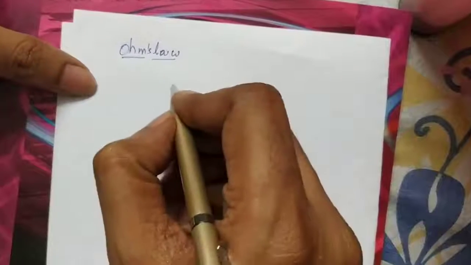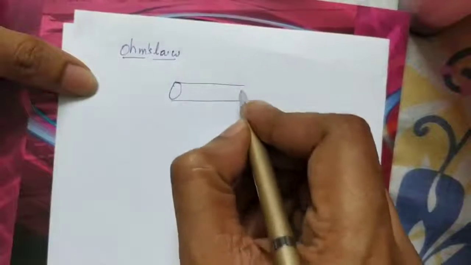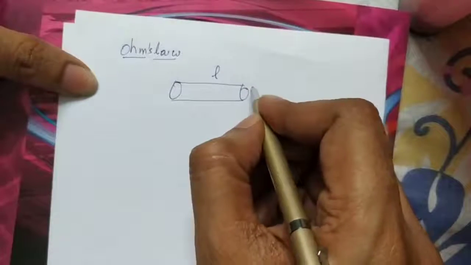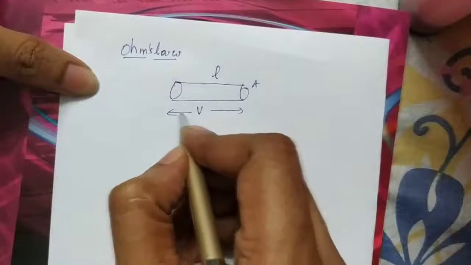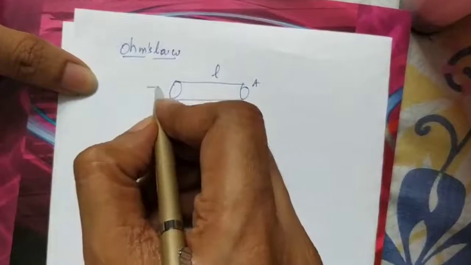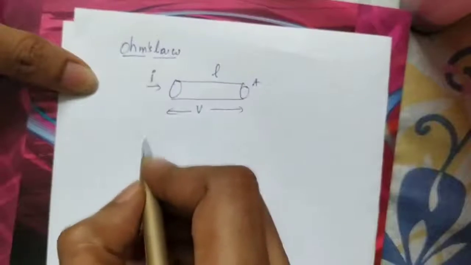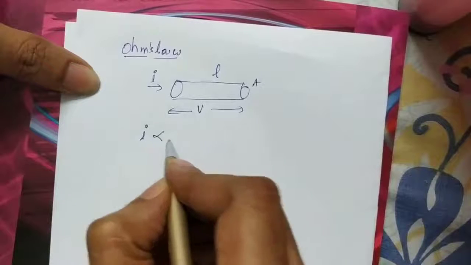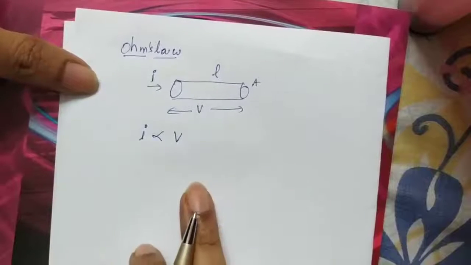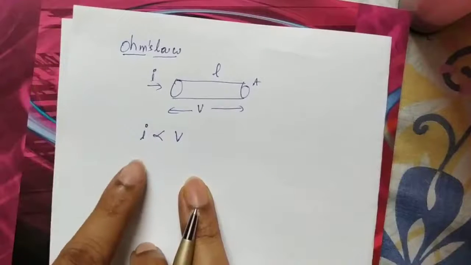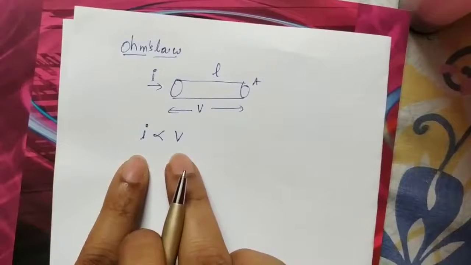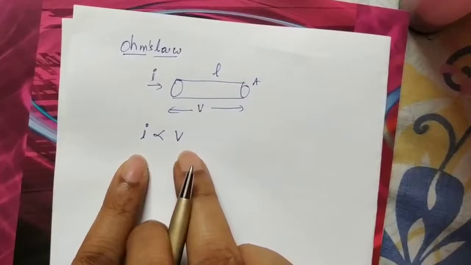Now let's see about Ohm's law. According to Ohm's law, suppose you take a conductor having length L and area of cross section A, and apply some potential difference across the conductor. How much current is flowing through that? Current I is proportional to potential difference across the conductor. So what does Ohm's law define? Current flowing through a conductor is directly proportional to potential difference across the conductor.